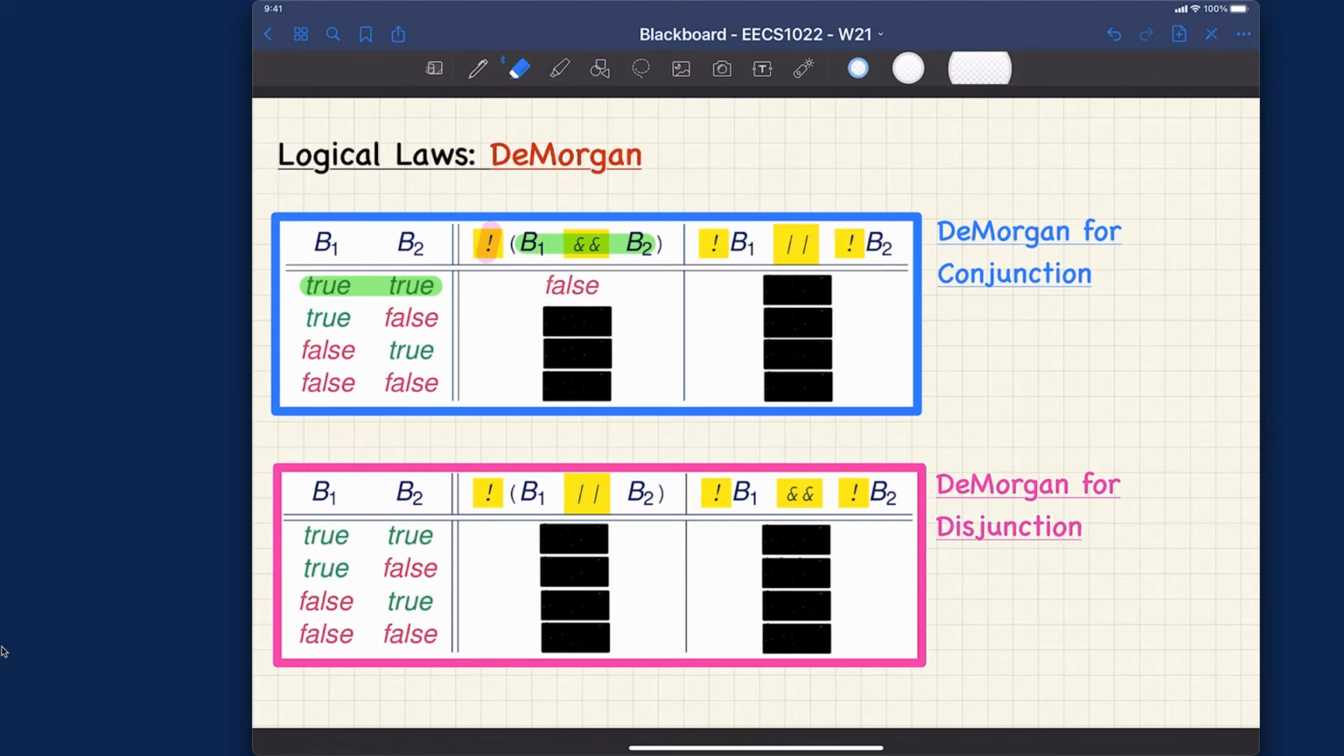What about the rest of the rows? In the rest of the rows, you can see we will get at least one false. Either or both of the operands is going to be false, meaning that evaluating this part over here is going to give you false, and then negating it will give you true. So all the rest will just be negating the false, which will be true.